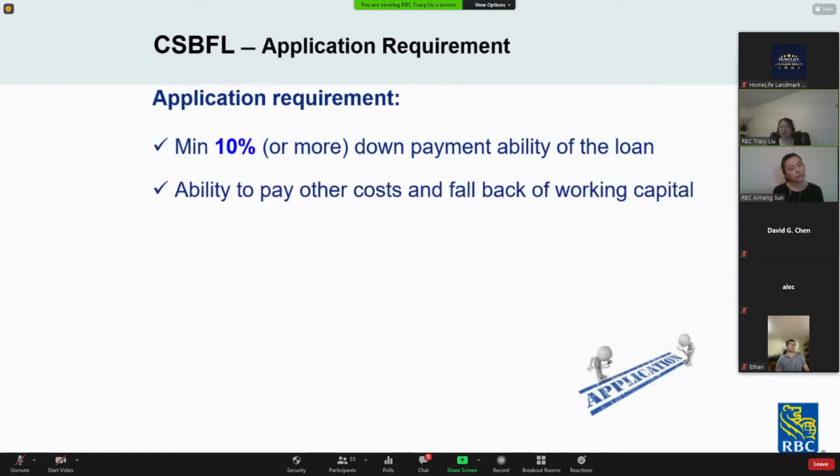We're looking for working capital, which means if the client said, I have 10% of down payment and I intend to borrow 90%, are we able to finance in this situation? The answer is no, because we have to look at the fallback. We have to look at what working capital you're holding in hand in order for the business to be up and running. We look at a minimum of at least 3 months of working capital.